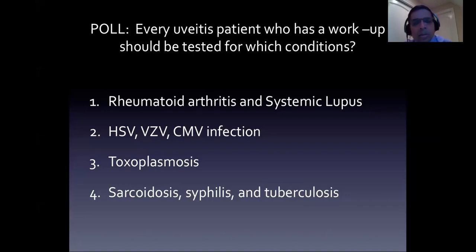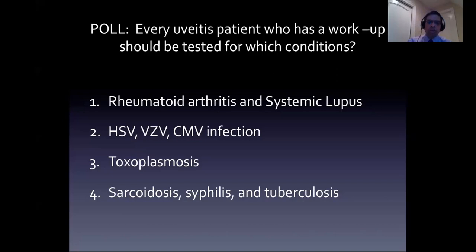Let's talk about this a little bit more because it looks like we have a smattering of responses. Rheumatoid arthritis and systemic lupus typically will not cause anterior chamber inflammation or vitreous inflammation. These diseases can cause scleritis. They may rarely cause retinal vasculitis, but rarely alone do they cause inflammation with cells in the anterior chamber or vitreous, the so-called uveitic inflammatory disease.